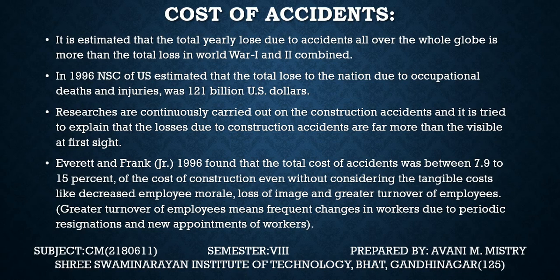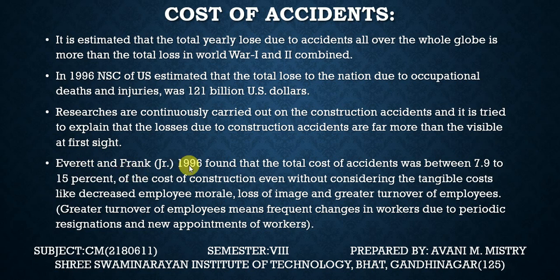Cost of accidents. It is estimated that the total yearly loss due to accidents all over the globe is more than the total loss in World War I and II combined. In 1996, the NSC of the US estimated that the total loss to the nation due to occupational death and injury was 121 billion US dollars. Research is continuously carried out on construction accidents, and it is tried to explain that the losses due to construction accidents are far more than visible at first sight.